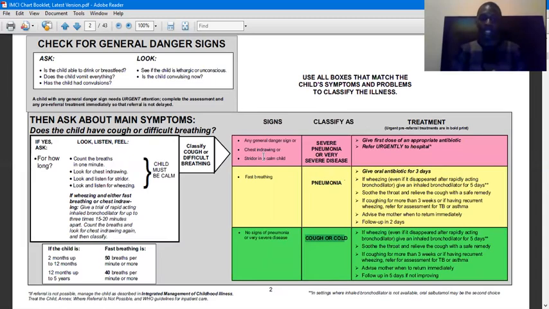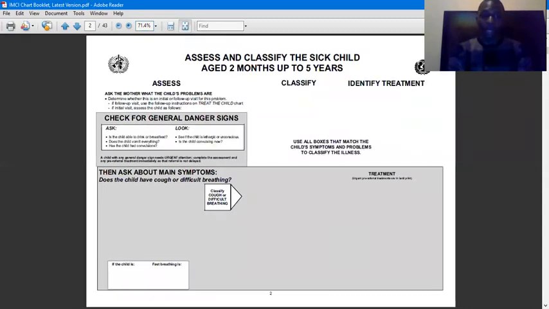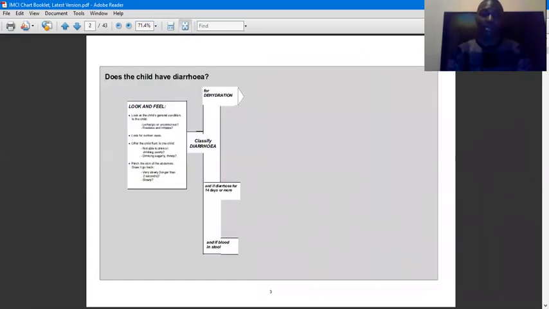I'll talk about the details of how you may identify or know that this cough or difficulties in breathing is leading me to one of these classifications. But apart from cough or difficulties in breathing, the other symptom that has been stated in IMCI is fever.